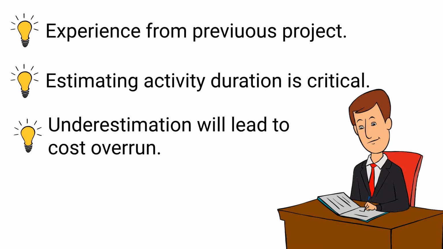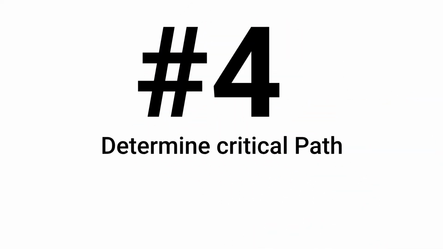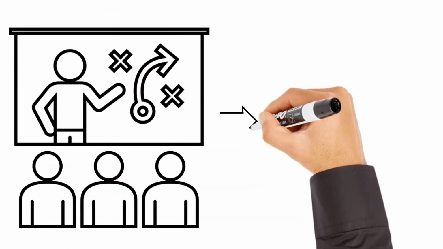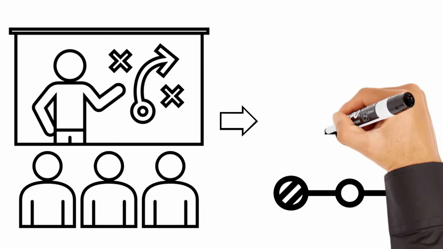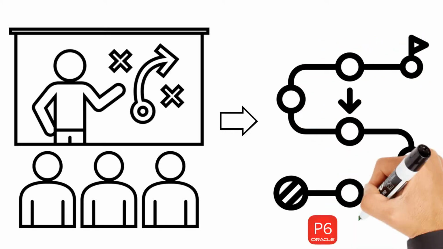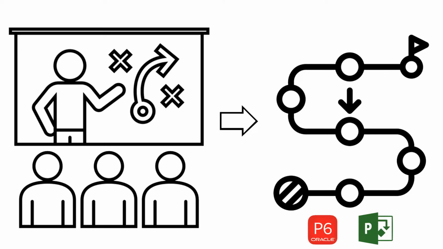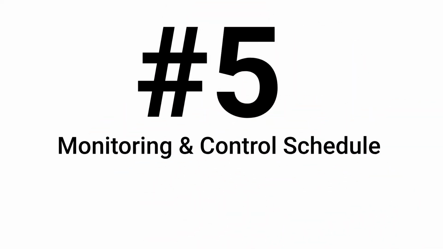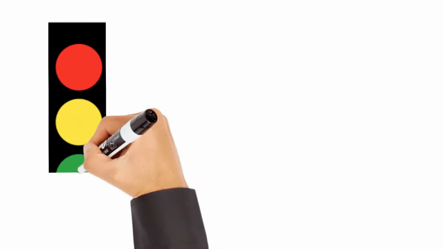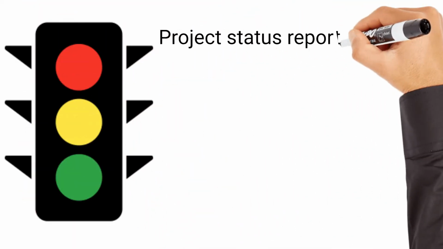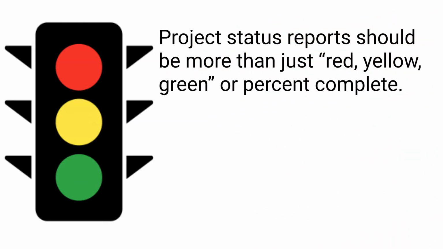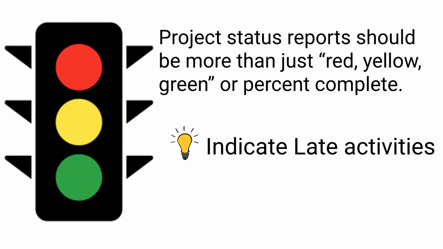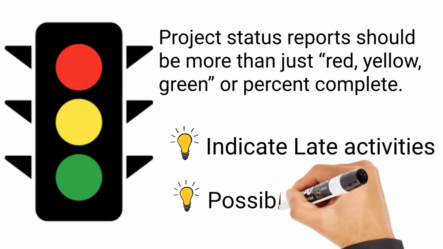The fourth step is to determine the project's critical path. The critical path activities would help you to identify those activities which cannot be delayed. These activities require the most attention for on-time delivery. This can be easily done in schedule management software like Primavera P6 or MS Project. The fifth step is monitoring the schedule and communicating the progress. Project status reports should be more than just red, yellow, green, or % complete. It should clearly indicate which activities are late and critical for the project schedule. Also, the possible solutions to resolve issues related to the schedule.